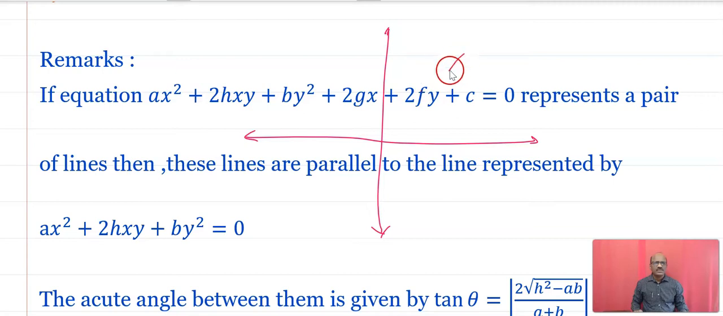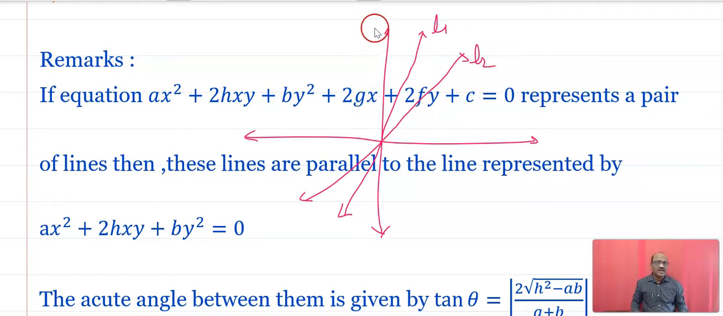Now my two lines: first is the joint equation ax² + 2hxy + by² = 0. This is the joint equation of the lines, and this pair passes through the origin. These are L1 and L2. But if I draw the other lines, they are like this here.